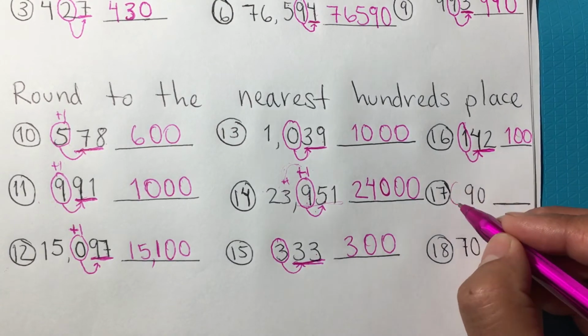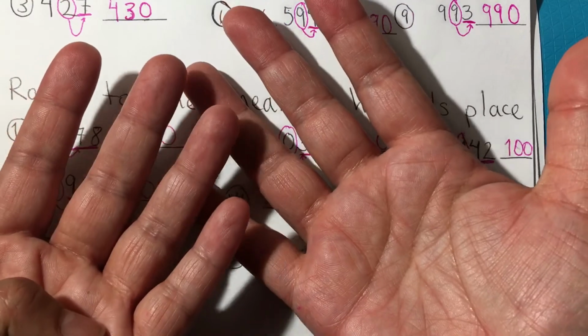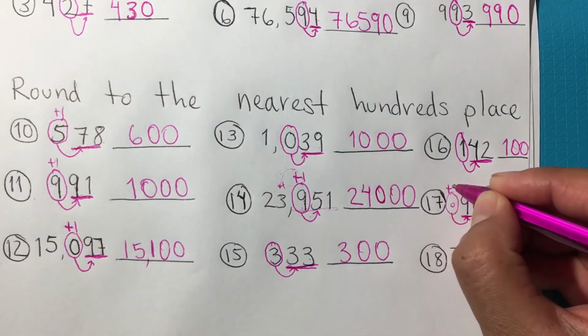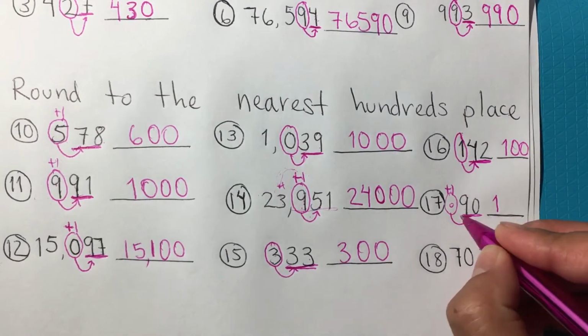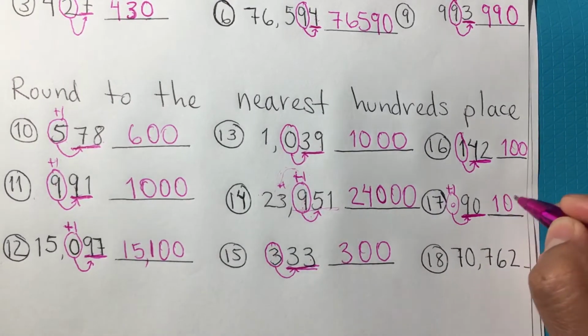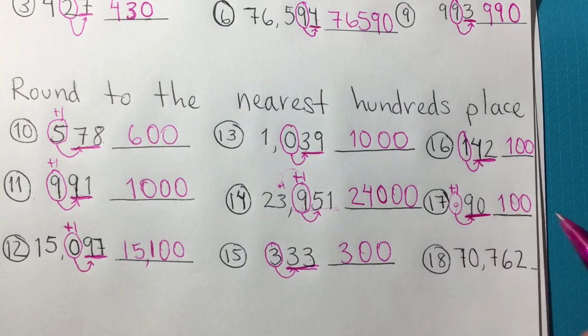Ones, tens, hundreds, has more than 5 fingers. So you can give a hand plus 1. And so 0 plus 1 is 1. And everything else becomes zeros. Makes sense because it's closer to 100 because it's 90.